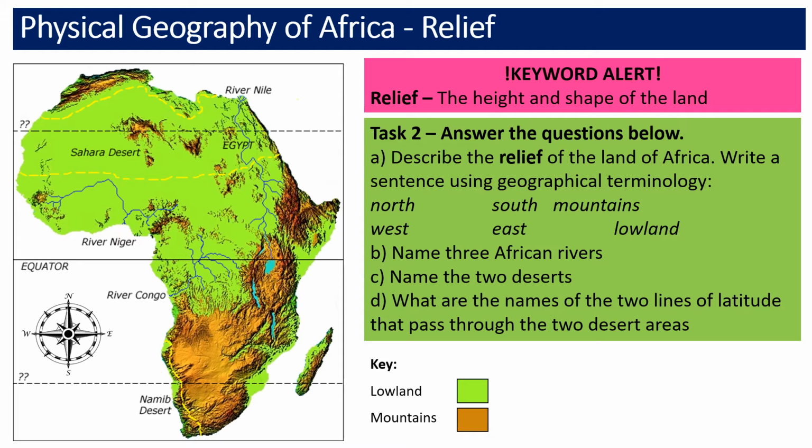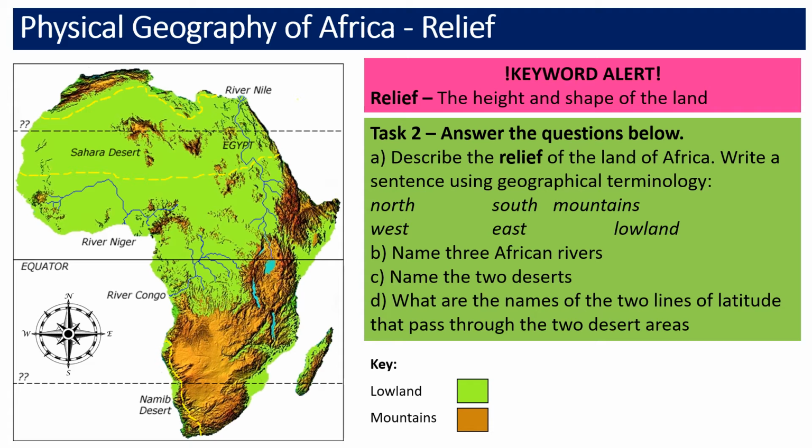So I'd like you to try and write a sentence using geographical terminology such as north, south, east and west, mountains and lowland. So you can look here and you can see that in the south of Africa, so the south of the African continent, there are a lot of mountains, but in the north and the west, it's very low-lying land. Hopefully that will help you.